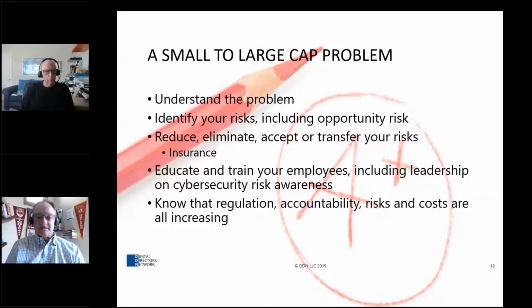And then you start to get more tactical and understand your risks, including your opportunity risks specific to your organization, your environment. And once you understand the risk landscape, what do you do with those risks? Do you kill them? Do you accept them? Do you transfer them? Insurance, the cyber insurance industry is just exploding. But buyer beware there. You have to look at the small print.